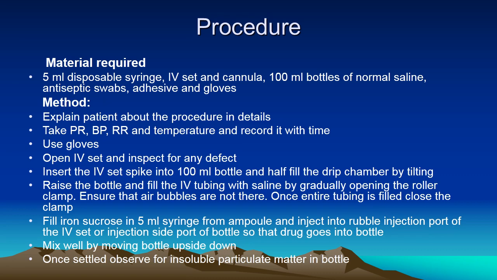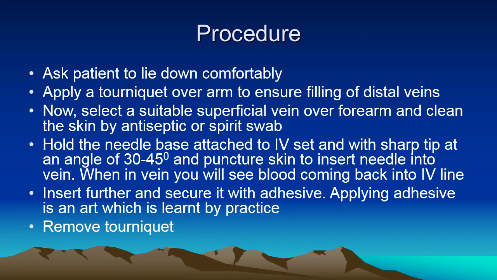Once the entire tubing is filled, close the clamp. Fill iron sucrose in a 5 ml syringe from the ampule and inject into the rubber injection port of the IV set or injection port of the bottle so that the drug goes into the bottle. Mix well by moving the bottle upside down. Once settled, observe for insoluble particulate matter. Ask the patient to lie down comfortably. Apply a tourniquet over the arm to ensure filling of distal veins. Now select a suitable superficial vein over the forearm and clean the skin with an antiseptic or spirit swab.